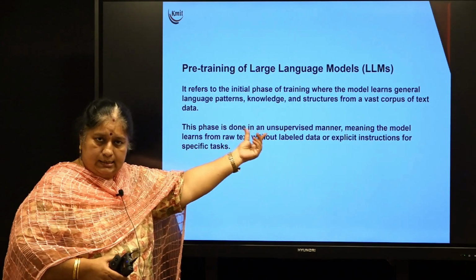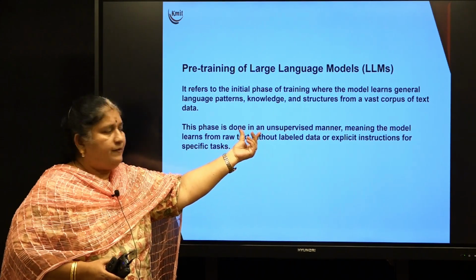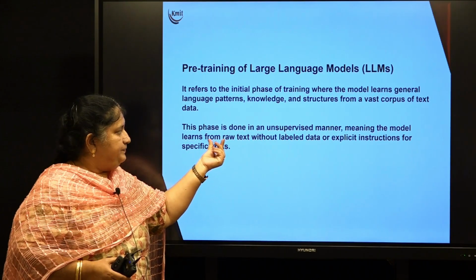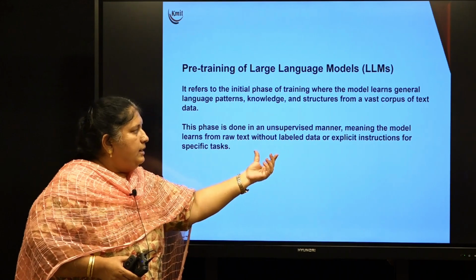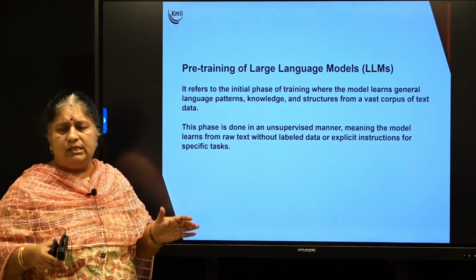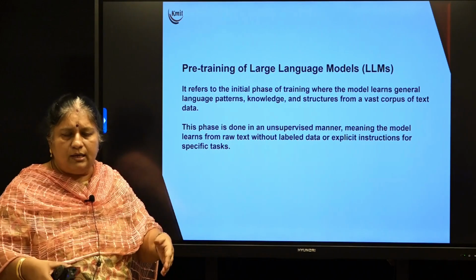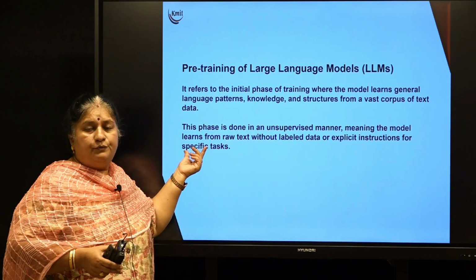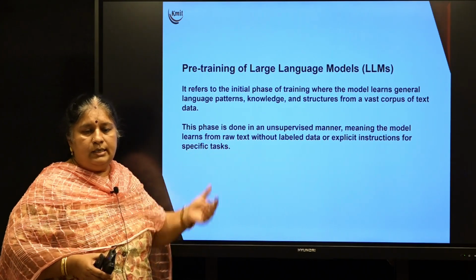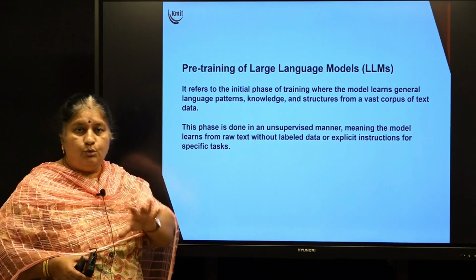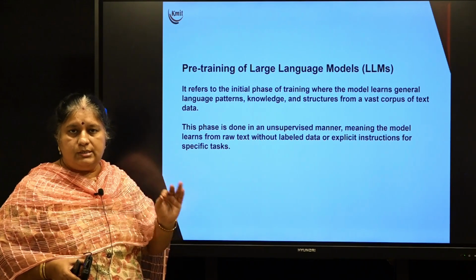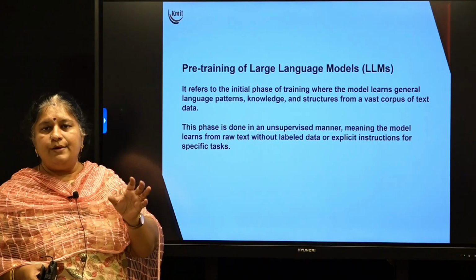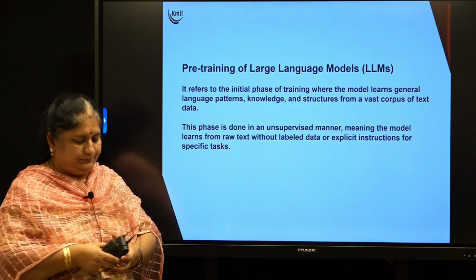This phase is done, as I kept on mentioning, in an unsupervised manner, meaning the model learns from raw text without labeled data and no specific instructions, like learn like this or use this algorithm. We don't give any instructions to the LLM to work on a specific task. We don't say you are learning this language to do translation. No, no such instructions. You are just asking the LLM, please get trained on this data. You are allowing it to learn the language.